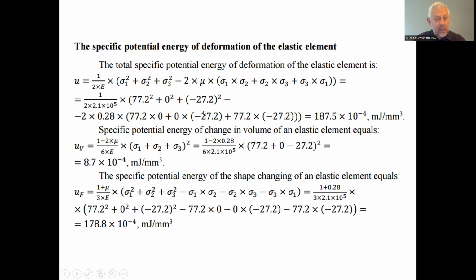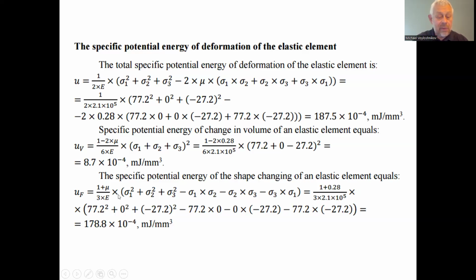We compare these two energies: the specific potential energy of the deformation of the segment of the mechanical body, and the energy spent for change of the volume, which is just part of the energy of the deformation. This is much less: 8.7 against 187.5. So we understand that the greatest part of the energy is spent not on the change of the volume of the segment of the mechanical body, but on the change of its shape. And what is this energy according to the formula got in the article?